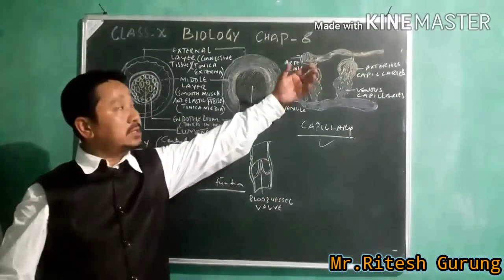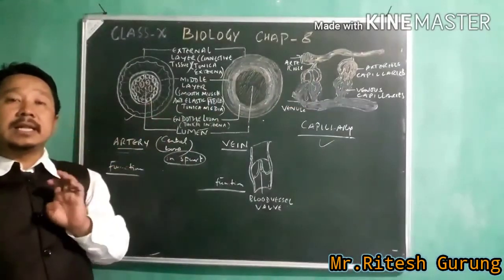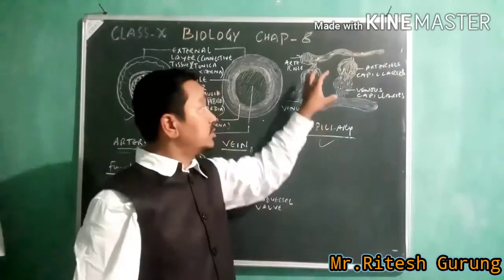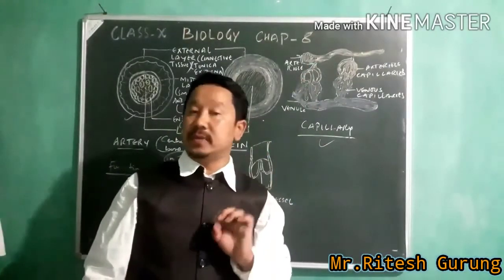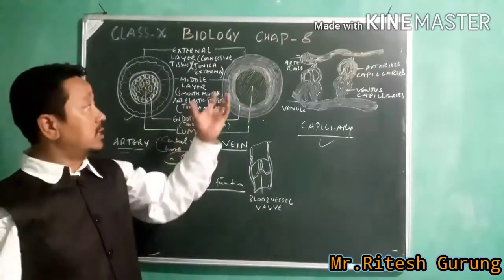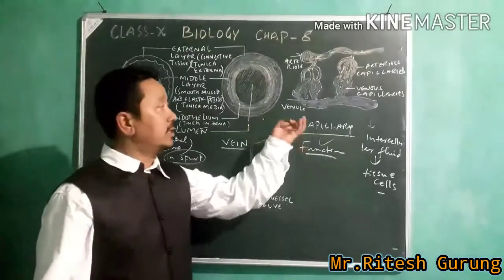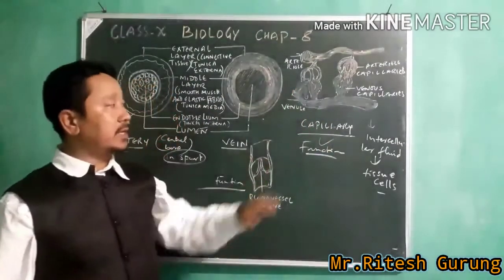All right, so this is the blood capillary, and its wall consists of a single layer of squamous epithelial cells. Okay, and it has no muscle. Unlike these two, it doesn't have muscles. We'll see the functions of capillary.